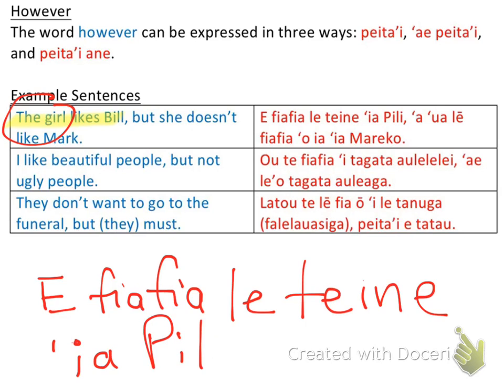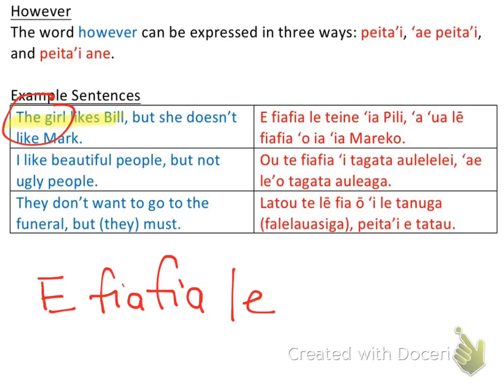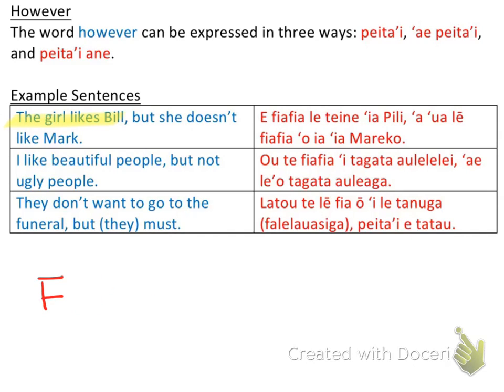So then let's move on to the second part of the sentence, the part of the sentence that we are dealing with, okay? And that is, but she doesn't like Mark, okay? So I'm saying, but she doesn't like Mark. So let's do but first. And again, I can use i or ae in this case. I'm using the tense marker ua because it's the indeterminate past tense marker. She doesn't like Bill. But you could also say i ae le fia fia. So you could use either case.